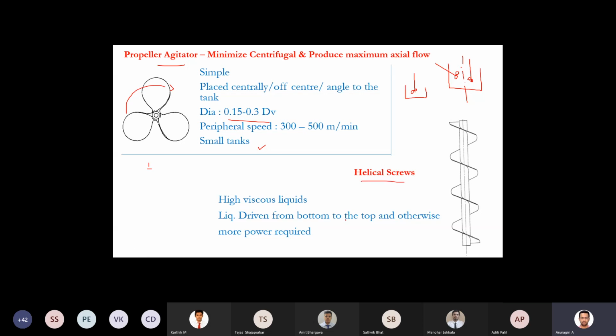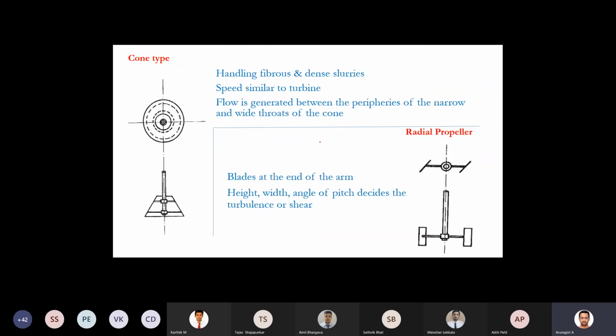Then this helical screw is another arrangement. For highly viscous liquids, we will go for this type of helical arrangement. Okay, so here both things are possible. Based on the rotation, the liquid is driven from top to bottom or bottom to top. Okay. Then cone type arrangements. Whenever we are handling fibrous and dense slurries, this type of cone type agitator is used. This is similar to the turbines we have seen.